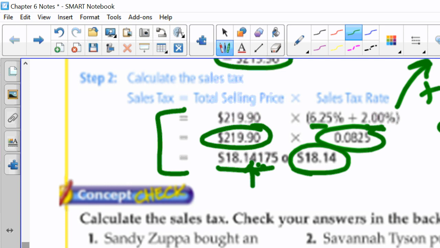So our buddy Sandy bought an outboard motor for her boat. She paid $420. What is the amount of tax she pays if the tax rate is 7%?